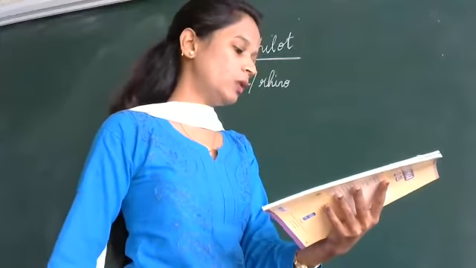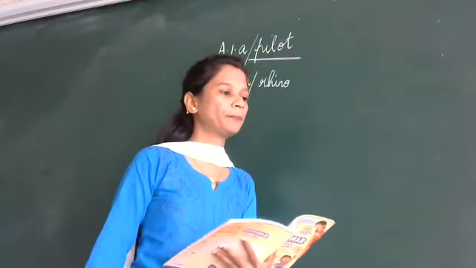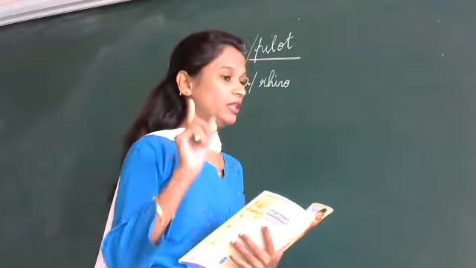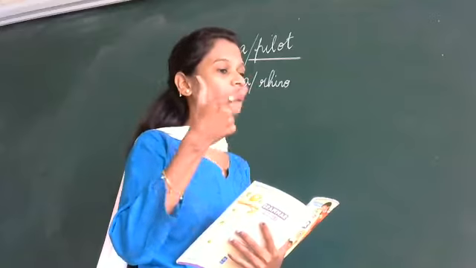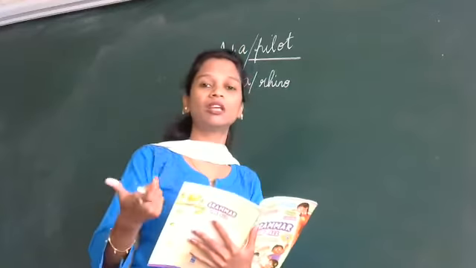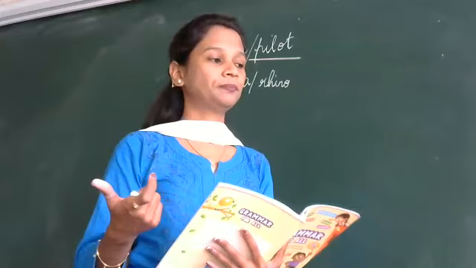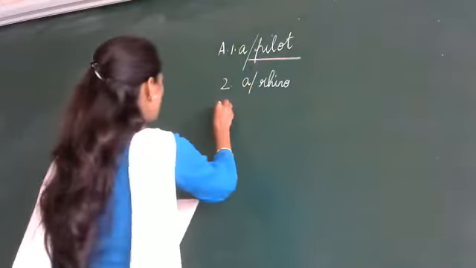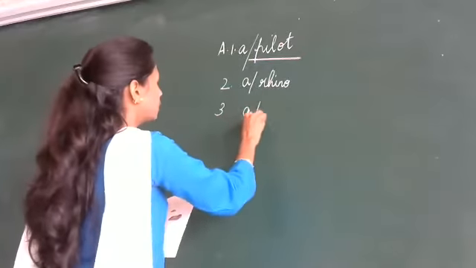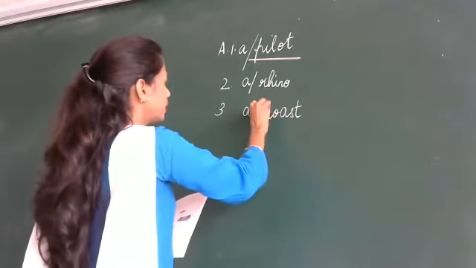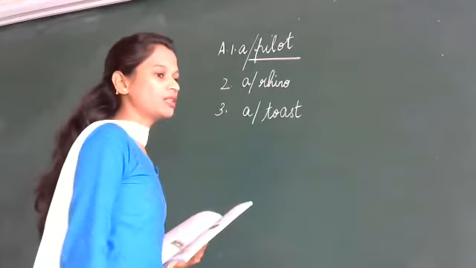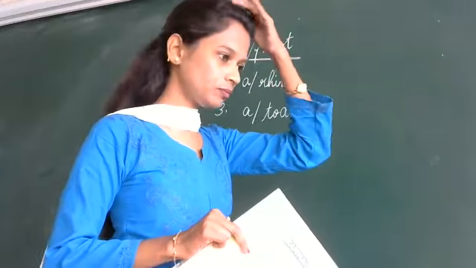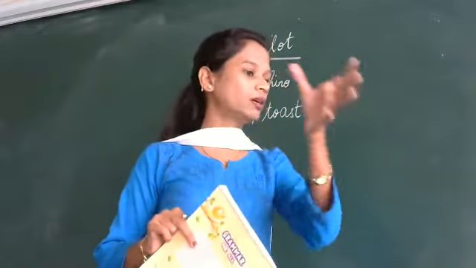I had toast with butter and jam. Now, they have underlined three words. Listen. Out of the three words, which one should I insert a for? Yes, I will put it for toast. I had a toast. Can I put a butter and a jam? No. Why can't I put a before butter?